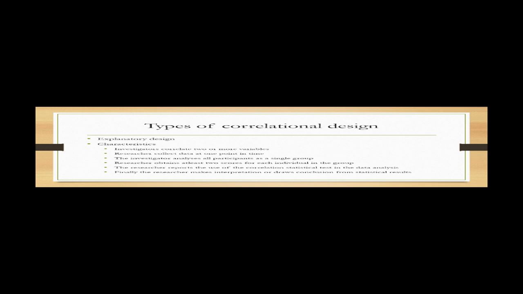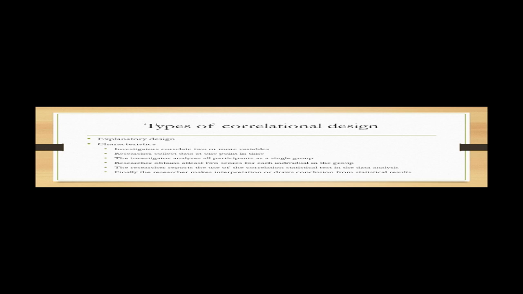We have two variables. If you make change to one variable, that affects another variable. So this type of design is characterized by the following. One characteristic is that the investigator correlates two or more variables. So the investigator correlates or finds the relationship between two or more variables. Also, researchers collect data at one point in time. That means the collection of data is done in one setting, and a researcher is not interested in either past or future performance of participants.